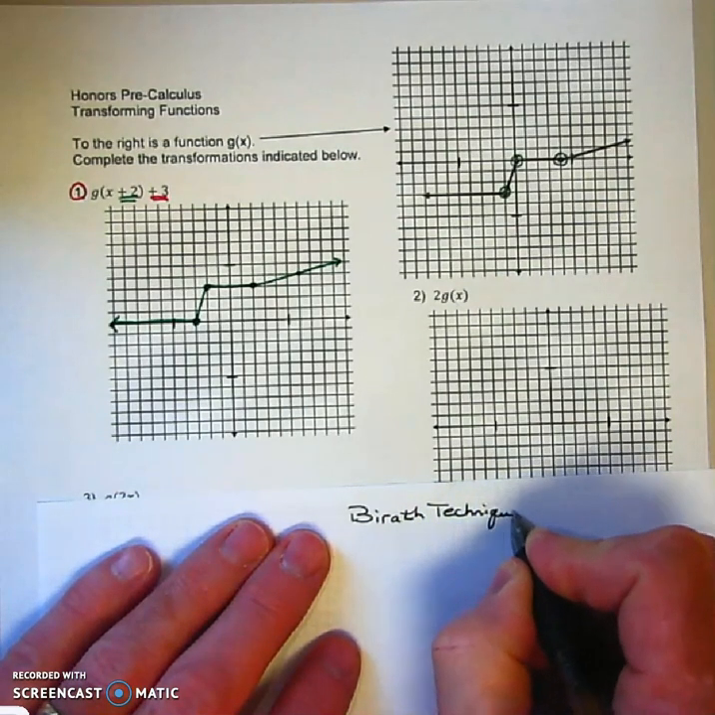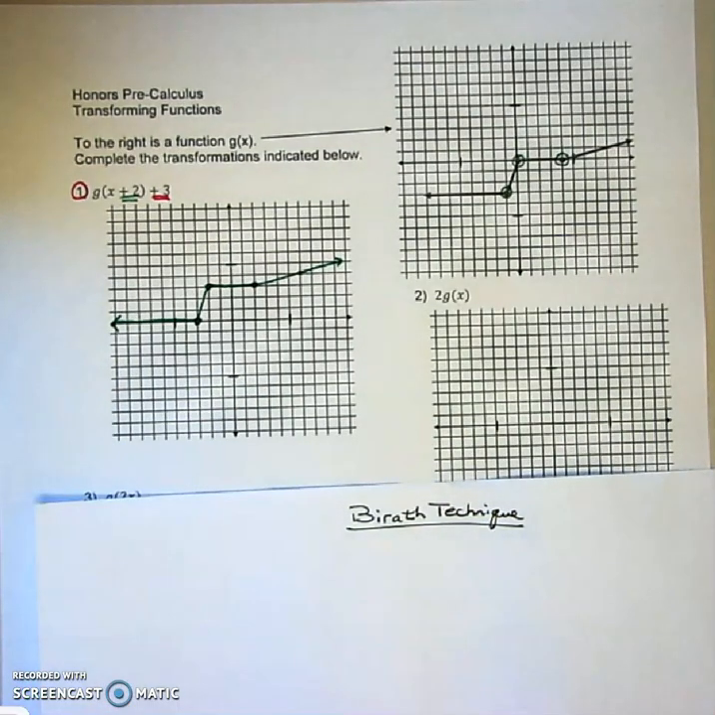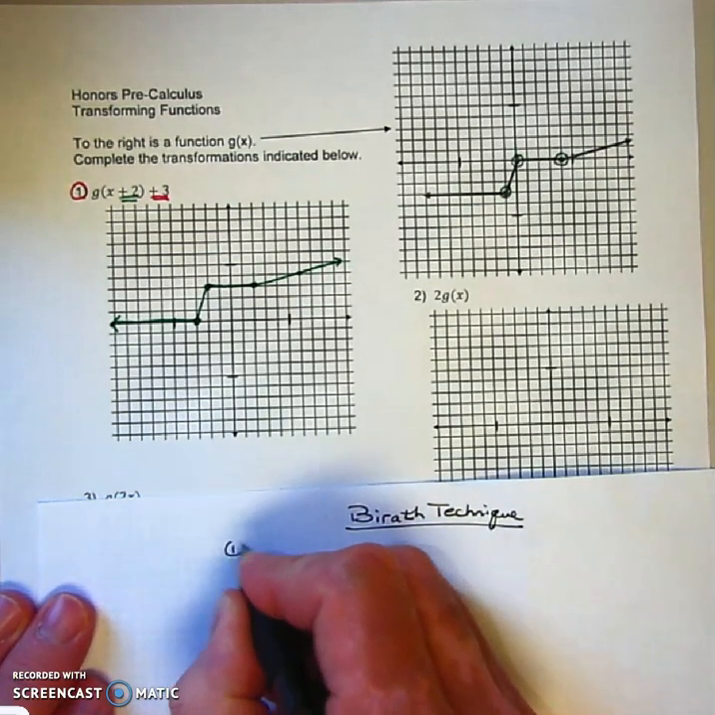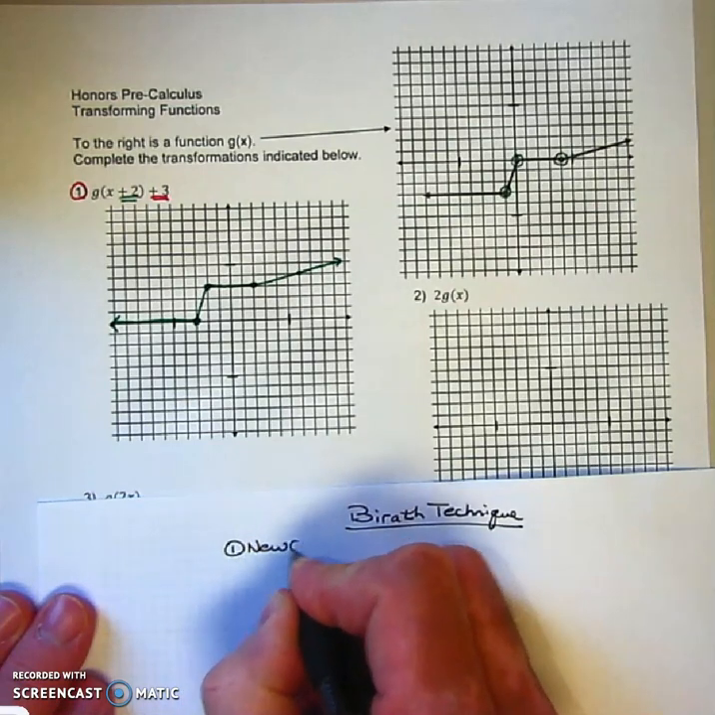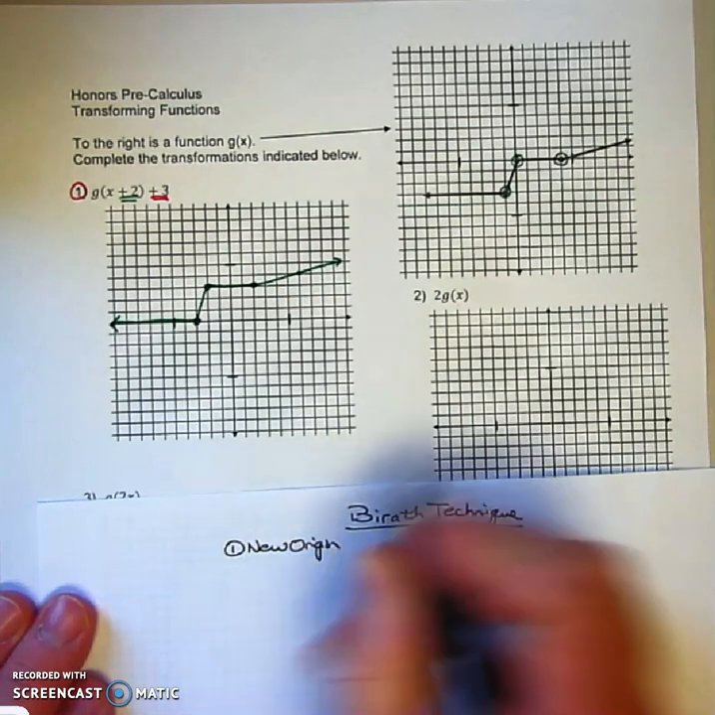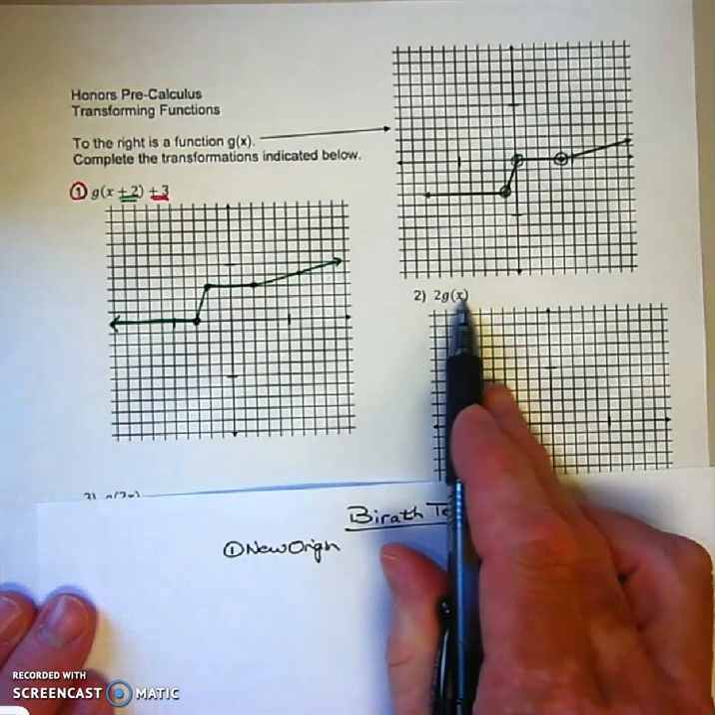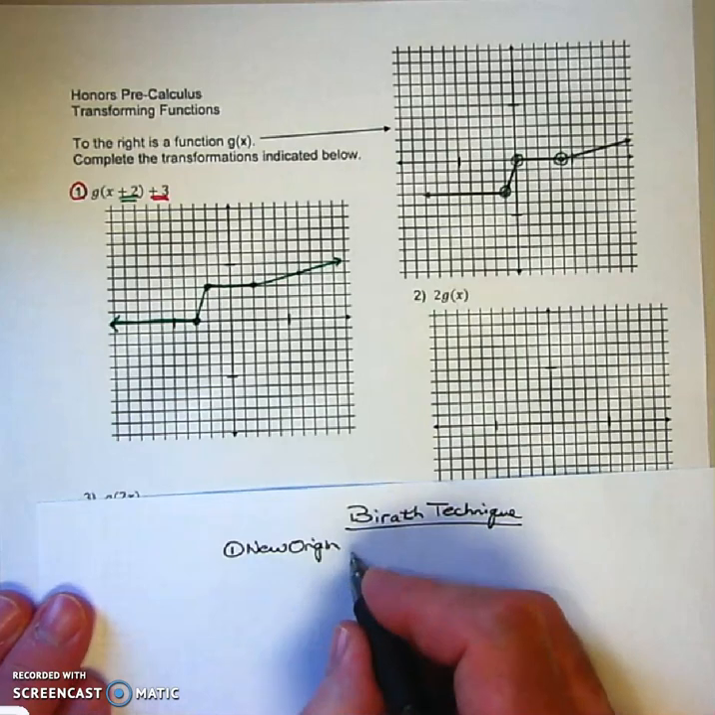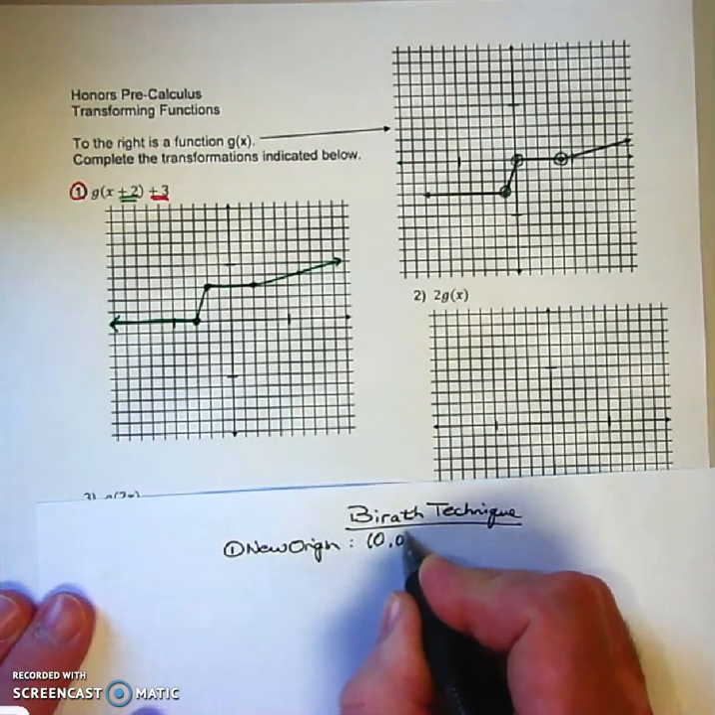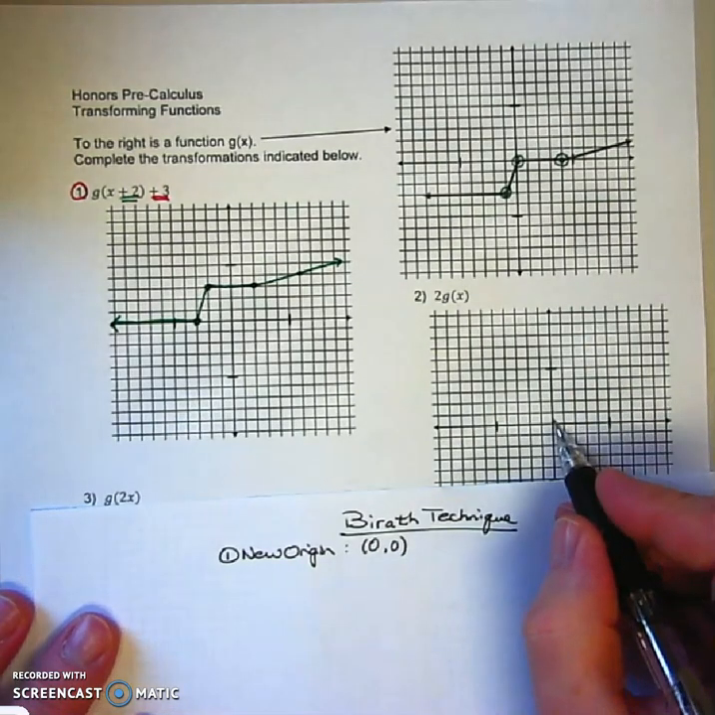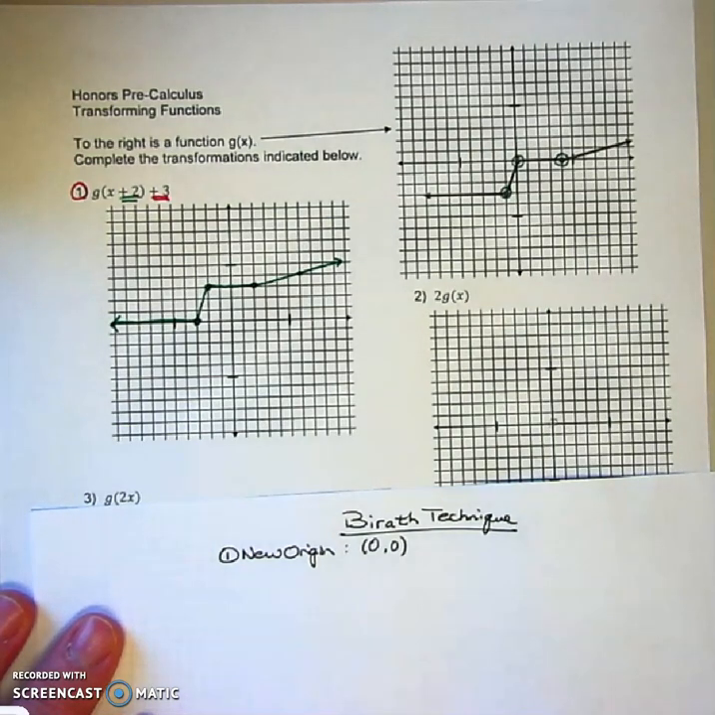And this technique, the Birath Technique, we already know how to handle it. How do you handle the Birath Technique? Well, the first thing you do is you find the new origin. If I look at this graph right here, 2g of x, it looks like there's no horizontal shift, there's no vertical shift, so it's going to just stay at 0, 0. So I'm going to just put a little mark here, and the new origin is really staying at 0, 0.